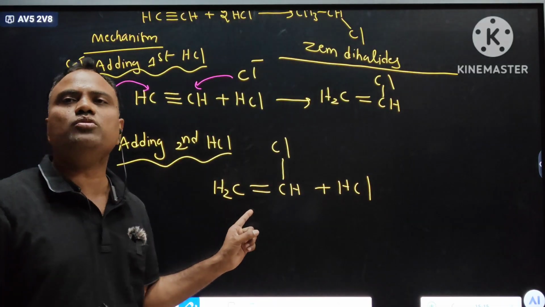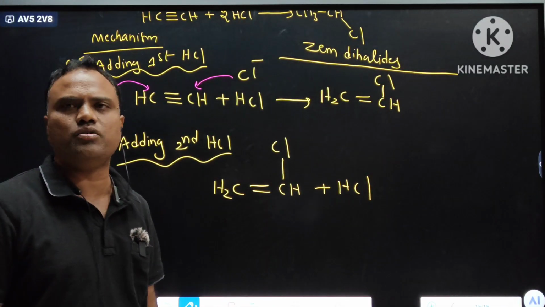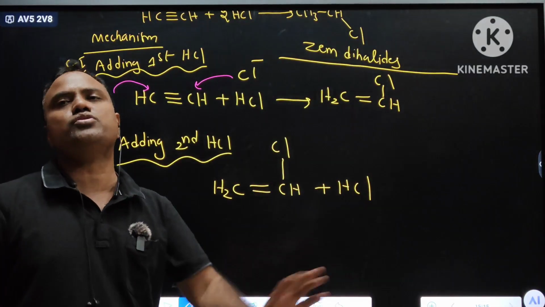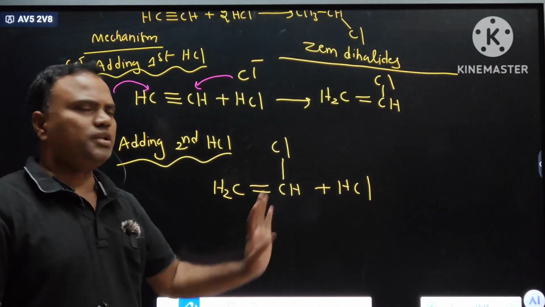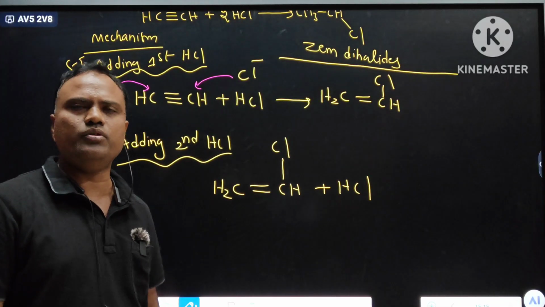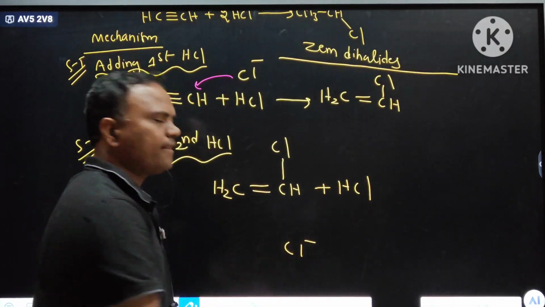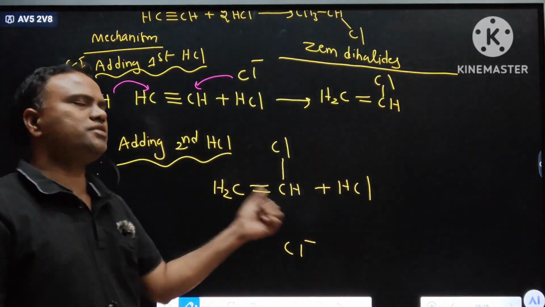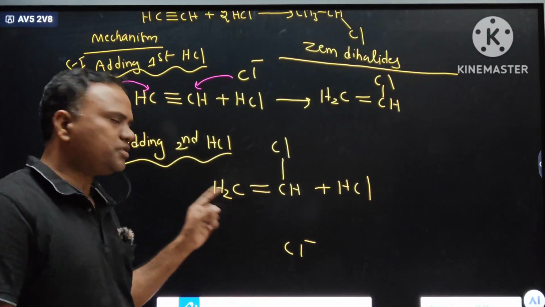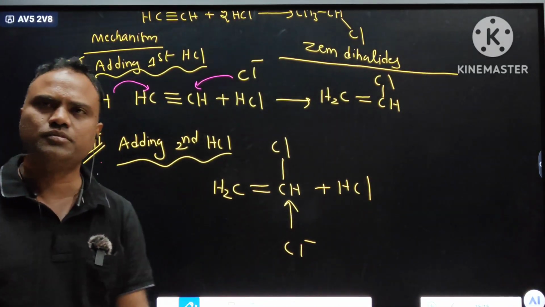Here, this carbon is having one hydrogen and this carbon is having two hydrogens. What is Markovnikov's rule? Generally, we follow Markovnikov's addition only. We follow anti-Markovnikov when we have HBr and H2O2. In case of HCl or HI, we follow Markovnikov only. The negative part adds to the carbon with less number of hydrogens. This carbon is having one hydrogen, this carbon is having two hydrogens. So add to this carbon.